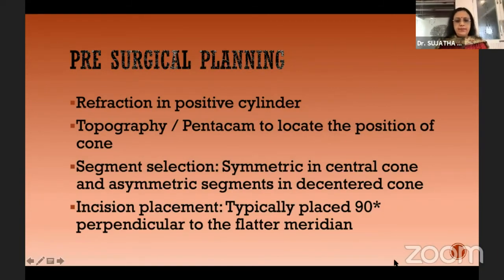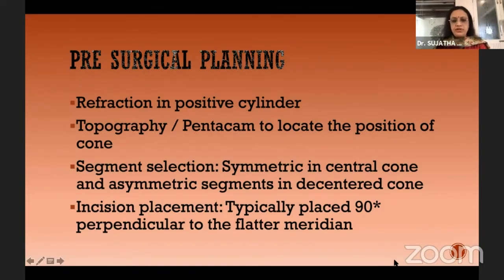So pre-surgical planning is: whatever refraction that you get, you convert it into a positive cylinder. That is the most important thing. The positive cylinder gives you the steepest area, and that is the area where the incision also has to go. So you have to plan looking at the topography, the Pentacam, and also select the segments based on whether you're looking at a central cone or a decentered cone.